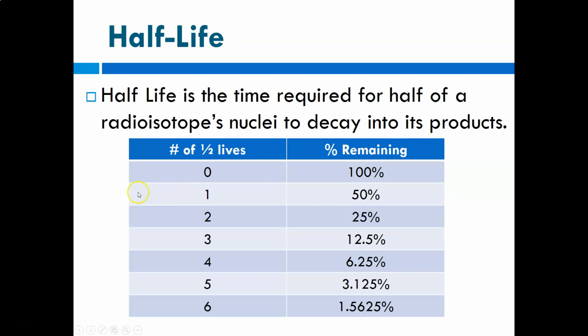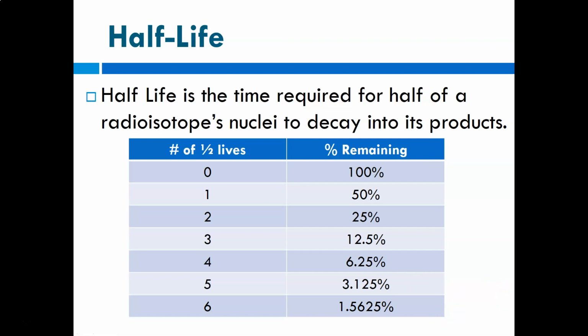So you can see after no half-lives, when you start, you have 100% of your radioactive sample. When one half-life goes by, you only have 50% left that's radioactive. After another half-life, half of that decays, and now you only have 25% of your radioactive substance. And it just keeps going every time half decays, and you end up with less and less that's radioactive.